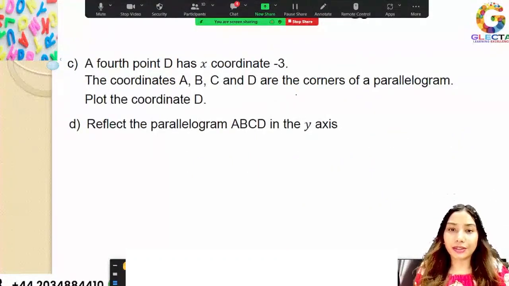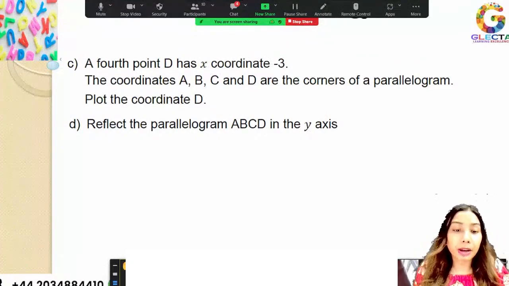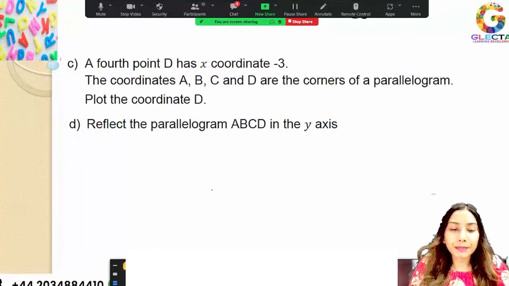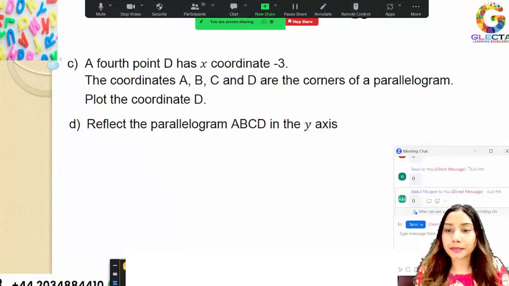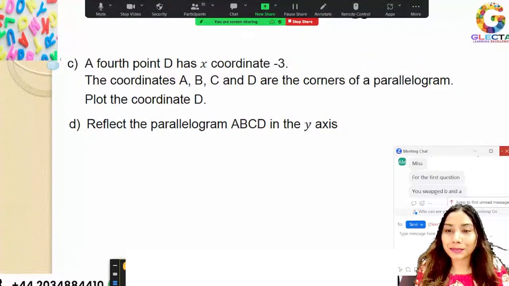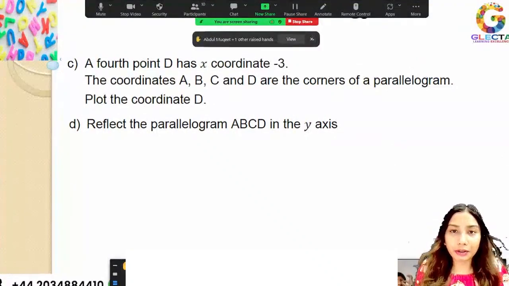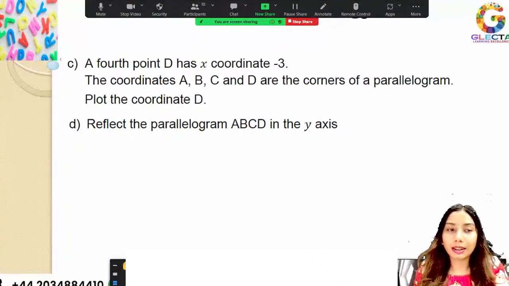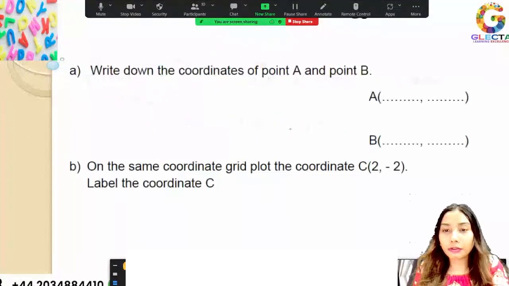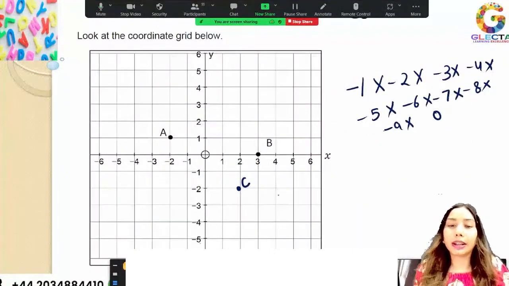This is your next question. Read it. I'm going to go again on the last part. Yes, Hiba. Oh, okay, Abdul, I just rewrite it. Have you guys read the question? Okay, so first do this, then I correct that.